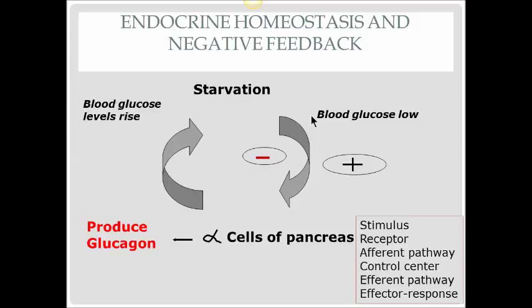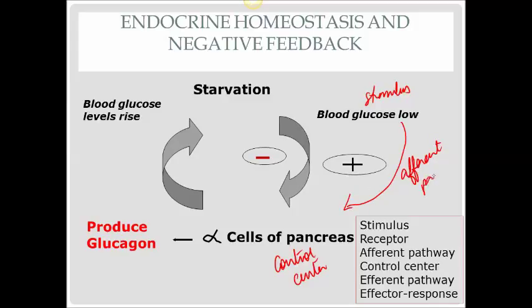So we call the pancreas the control center. And this was the stimulus. Okay? So this stimulus traveled to the pancreas. As it's traveling towards the pancreas, this is known as the afferent pathway. Afferent means going towards something. Efferent means going away from something.